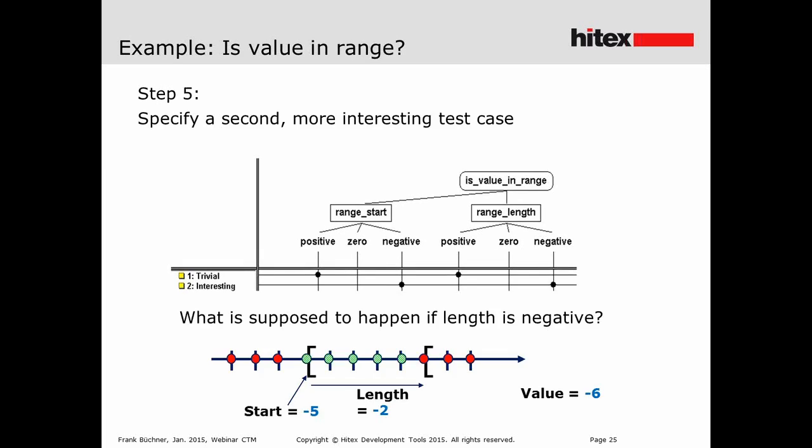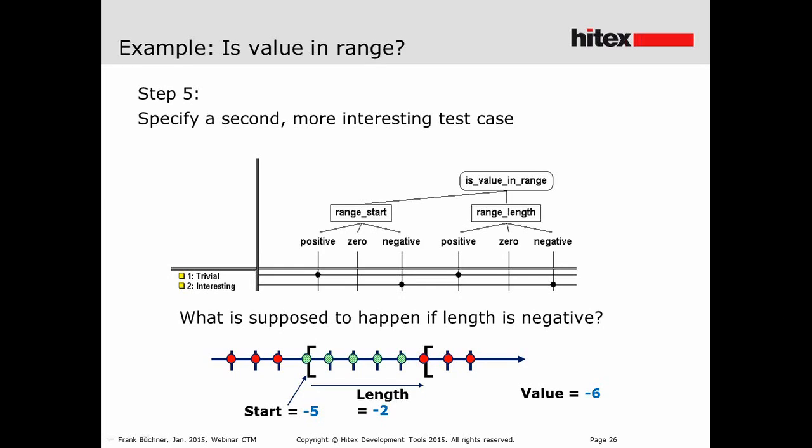Maybe you have already an idea. This second test case I have specified has the name interesting, and it combines a negative start value with a negative length. And the question is now, if we have a start value of, for instance, -5 with a length of -2, and we test if a value -6 is inside that range or not, do you think the correct answer should be yes, that means -6 is inside a range from -5 to -2, or should it be no, which means it's not inside the range, or that you don't know about this?